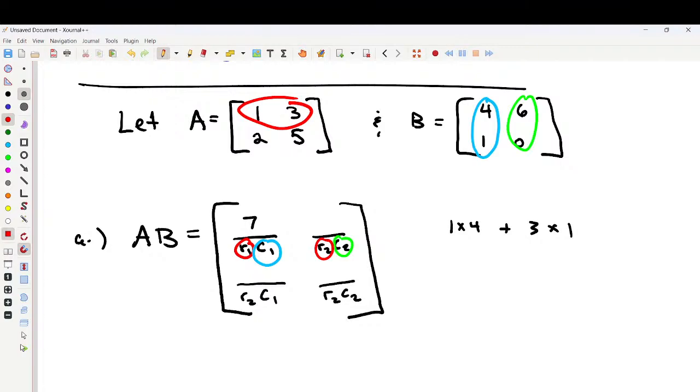1 times 6 plus 3 times 0. Is that row 2 times column 2? Let's see, did I mess up? Oh, no, I went to the wrong thing. Yeah, I did. That should be R1, because we're still in row 1 of the solution matrix. So I accidentally put a 2 there. Okay, I see it now.